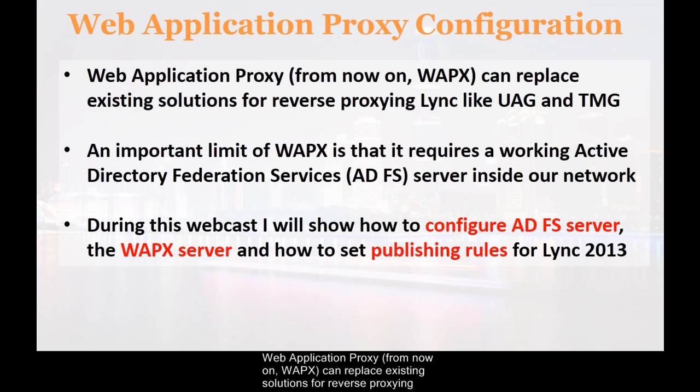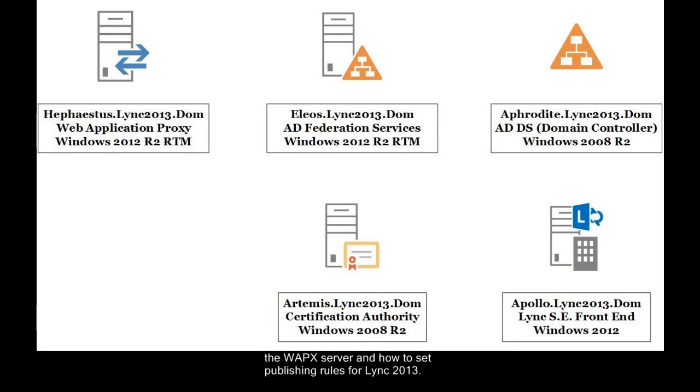Web Application Proxy, from now on WAPX, can replace existing solutions for reverse proxying Lync like UAG and TMG. An important limit of WAPX is that it requires a working Active Directory Federation Services, ADFS, server inside our network. It is a prerequisite, and the configuration of WAPX will not be accomplished if the connection with ADFS is not running in the right manner. During this webcast, I will show how to configure the ADFS server, the WAPX server, and how to set publishing rules for Lync 2013.